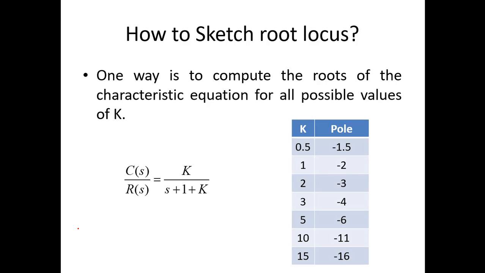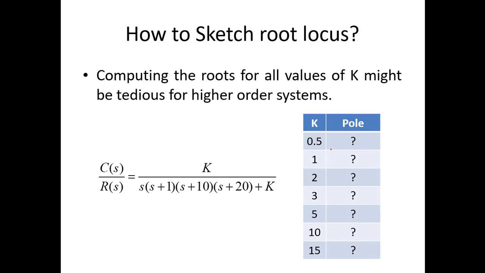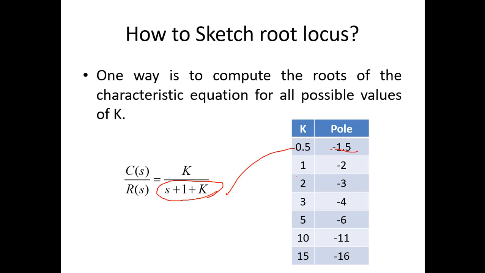So how do you sketch the root locus? The easiest way is that you find every value, and then you draw the value of K on the axis. For example, if you have the characteristic equation, you just put in the value of K and you draw the poles, something like this.